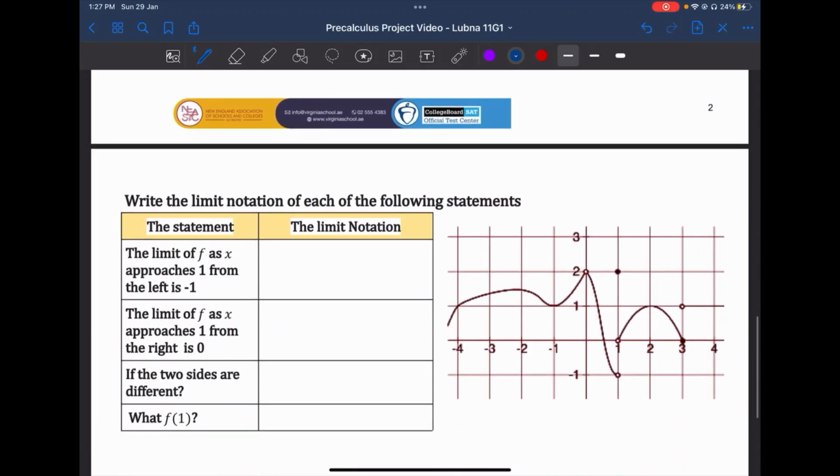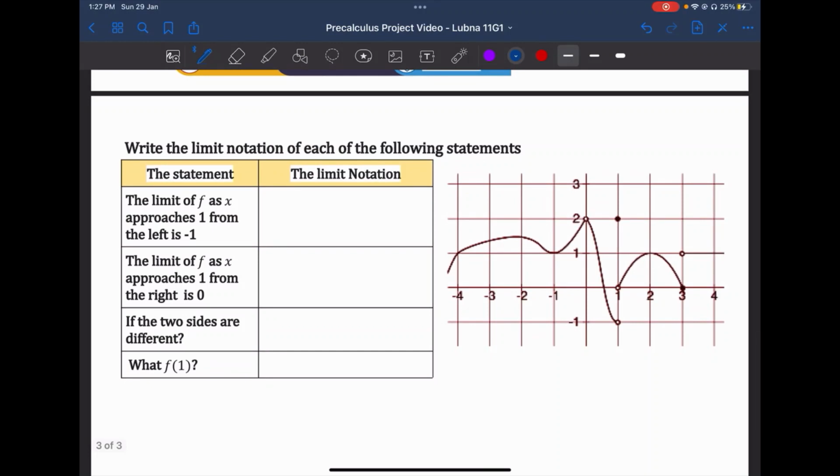Write the limit notation of each of the following statements. The statement: the limit of f as x approaches 1 from the left side is -1. The limit notation: we write lim f in bracket x, which is basically the limit of f as x approaches 1 would be x, then arrow, and then 1 from the left side is negative symbol, is -1, so it's equal to -1. On the graph, we can check this by going to x where it equals 1, so it's over here.